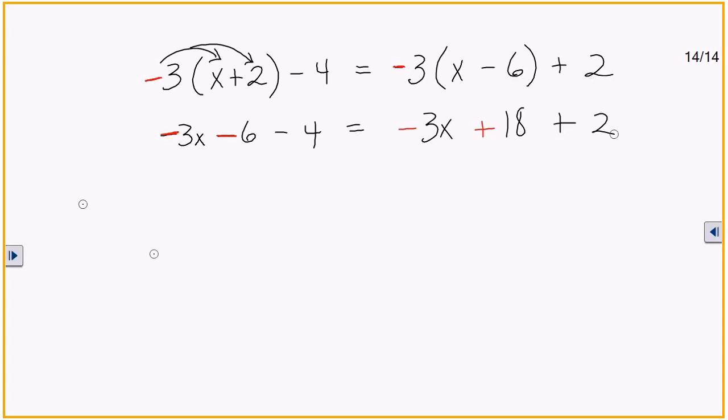Now, as you notice, the distributive law makes the parentheses go away, just like the factoring rule makes the parentheses appear. So the distributive law makes the parentheses disappear. Now we're going to combine like terms.